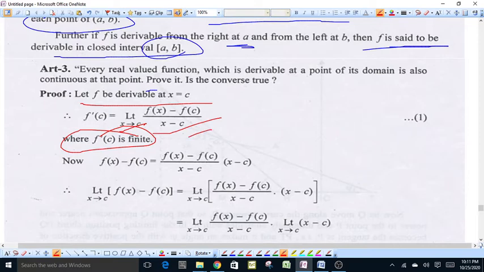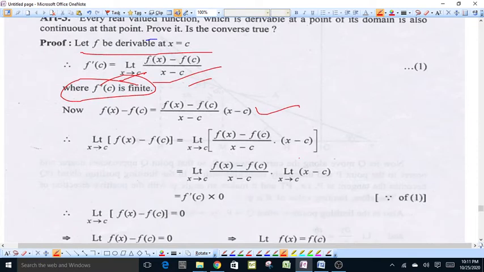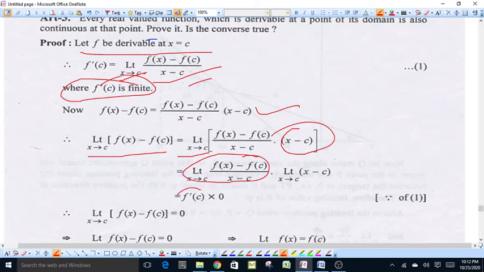Now, f(x) - f(c) can be written, by multiplying and dividing by x - c, as (f(x) - f(c))/(x - c) times (x - c). Taking the limit as x approaches c, the limit of f(x) - f(c) will be equal to the limit of (f(x) - f(c))/(x - c) times (x - c). This limit is equal to f'(c) times the limit of x - c, and when x approaches c, x - c approaches 0. Therefore, the limit of f(x) - f(c) as x approaches c is equal to 0.